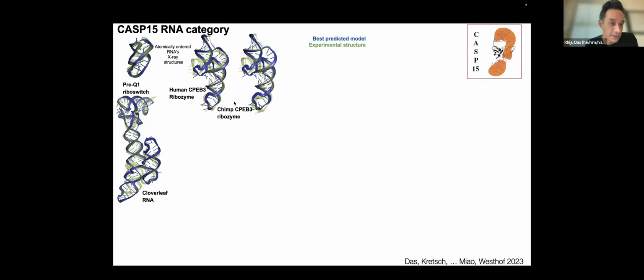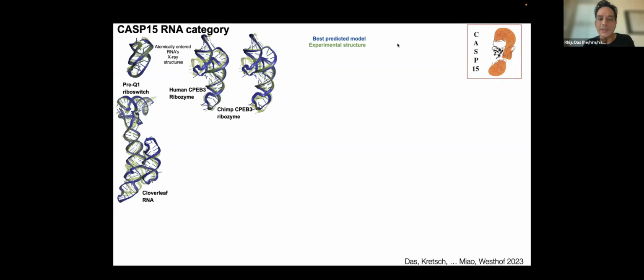These are very interesting molecules, including the first RNA-only ribozymes that are known in humans. And in blue is the best model from CASP, and in green is the experimental model. If I move forward, I'm going to show you most of the targets that came from CASP.